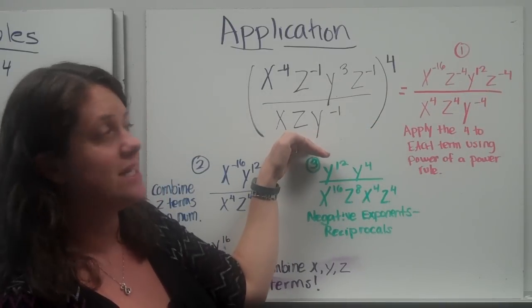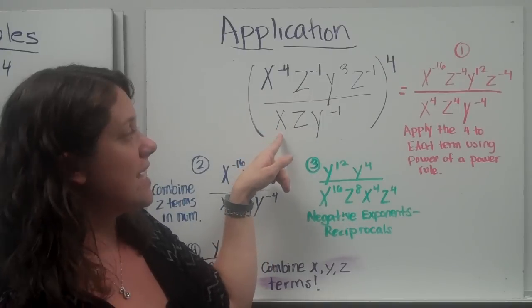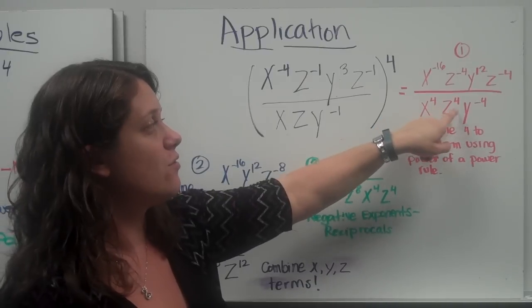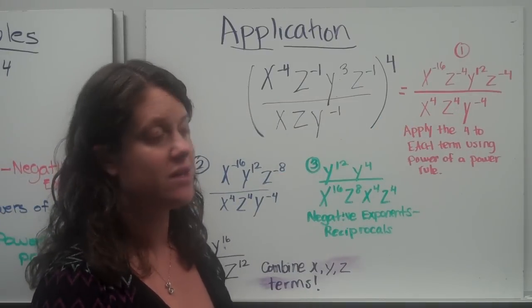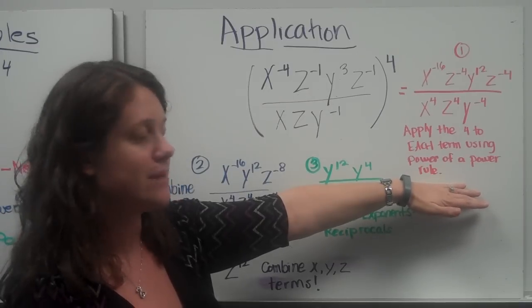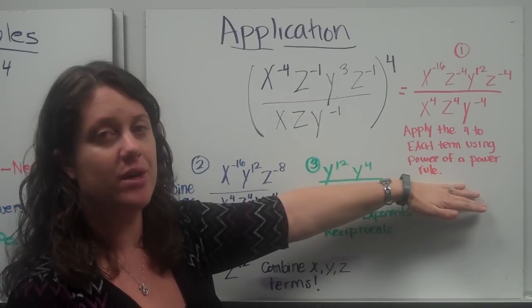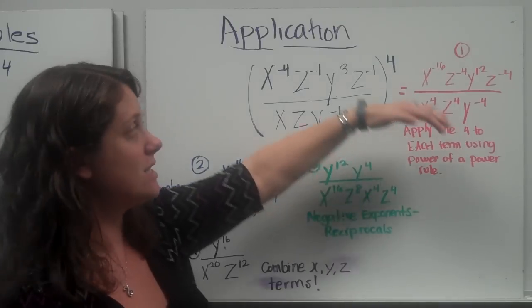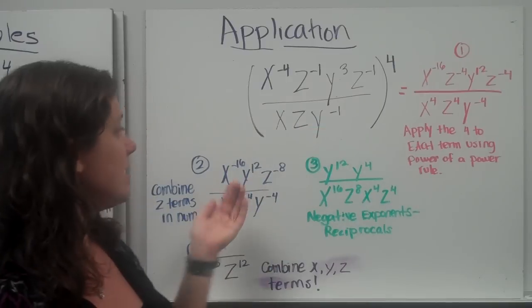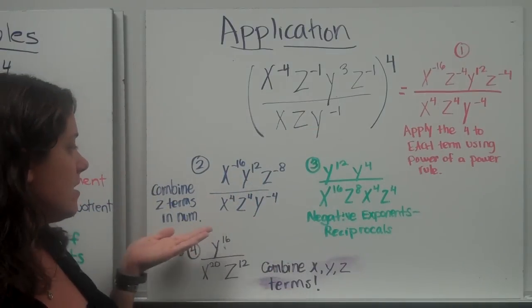We also apply it to the denominator. If we have just an x, that means it's to the 1st power, so x to the 4th, z to the 4th, y to the negative 4th. So what we did first, we applied the 4 to each term using the power of a power rule, and we also remembered that as a quotient, it has to be applied to the numerator and the denominator. Then we went down here to our second step.